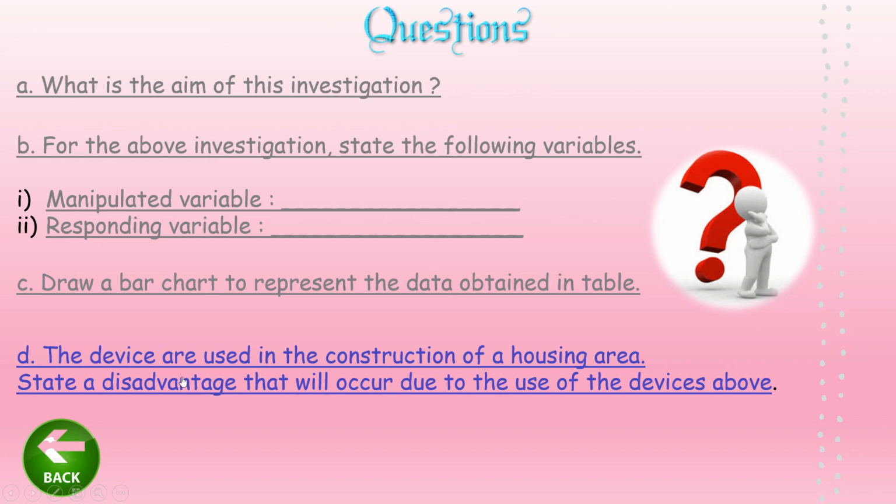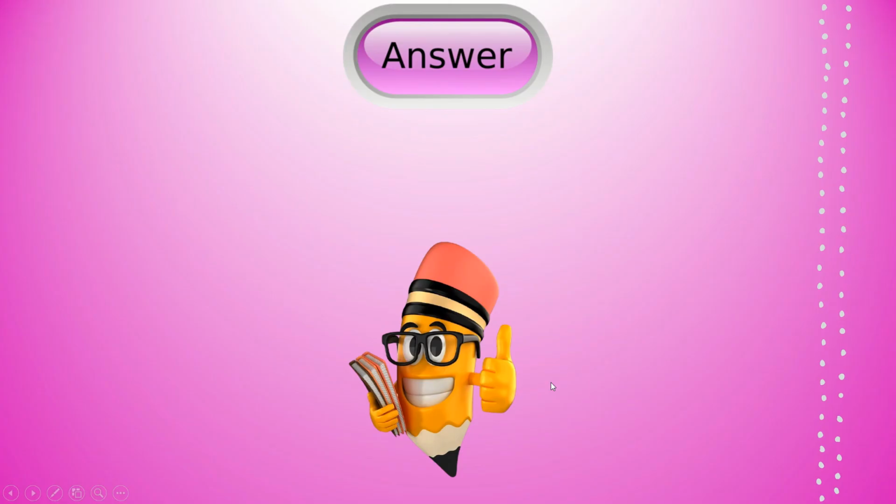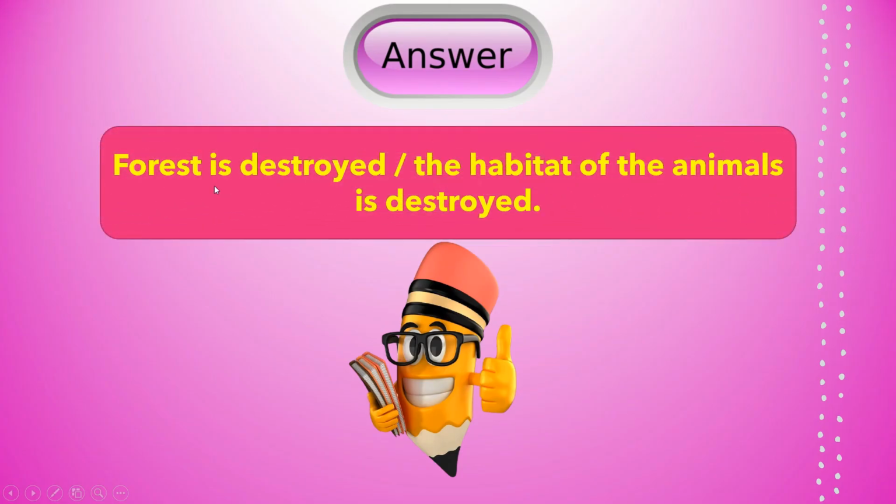Question D. The devices are used in the construction of a housing area. State a disadvantage that will occur due to the use of the devices above. Forest is destroyed or the habitat of the animals is destroyed. So this is one of the disadvantages of using the devices.